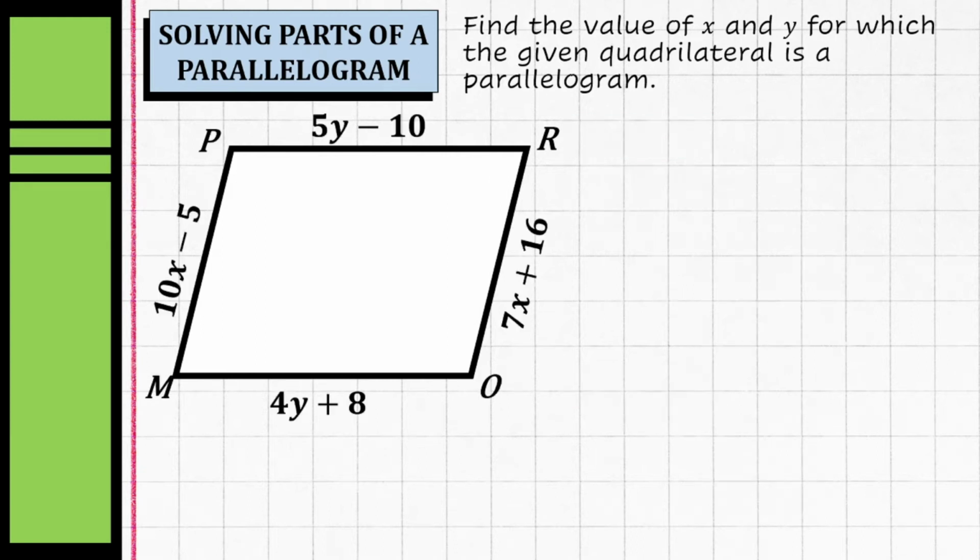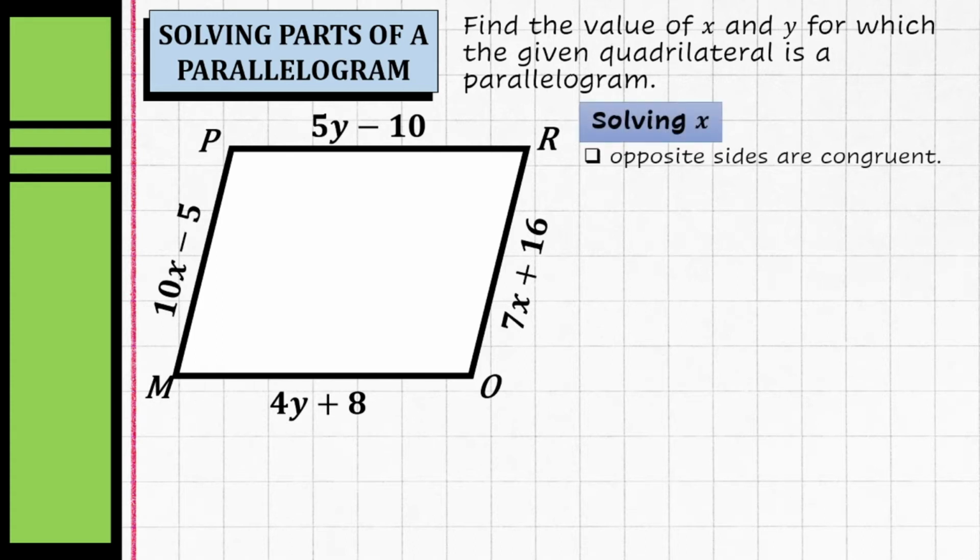Okay, let's have another example. So for example, we're given this parallelogram and we're going to solve for the values of x and y. Now, let's solve for the value of x first. Now, using the properties of parallelogram, opposite sides are congruent. We can say that side PM is congruent to side RO. Now, we can substitute the value of their measurement. We have 10x minus 5 is equal to 7x plus 16.